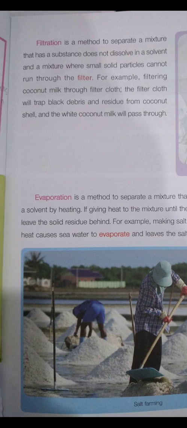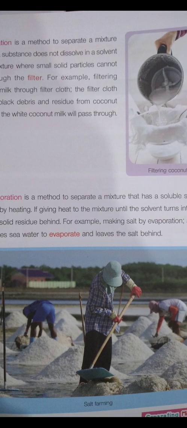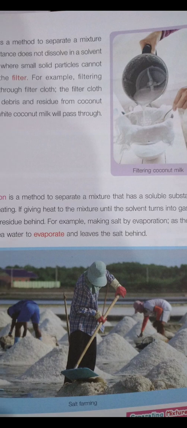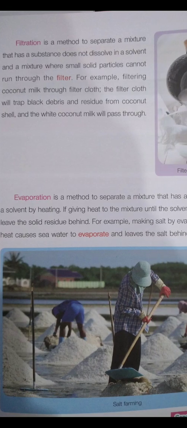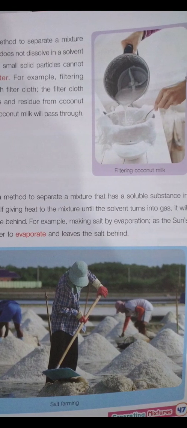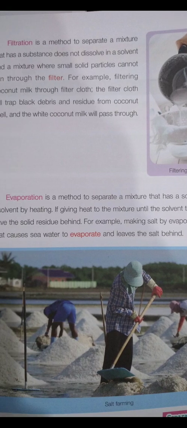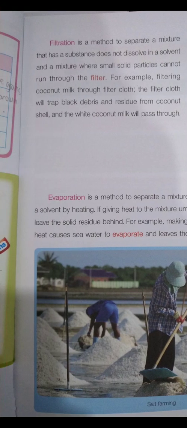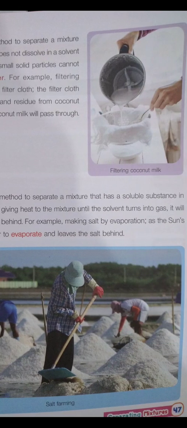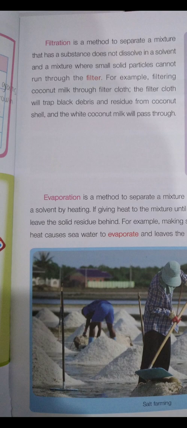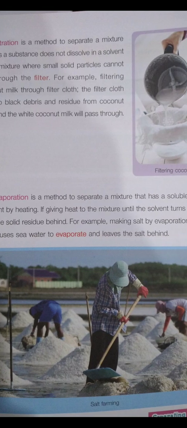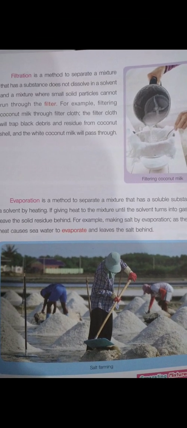So what is evaporation? Evaporation is a method to separate a mixture that has a soluble substance in a solvent by heating. If we give heat to the mixture until the solvent turns into gas, it will leave the solid residue behind. For example, making salt by evaporation, as the sun's heat causes seawater to evaporate and leaves the salt behind. Okay, so salt farming is an example of evaporation.